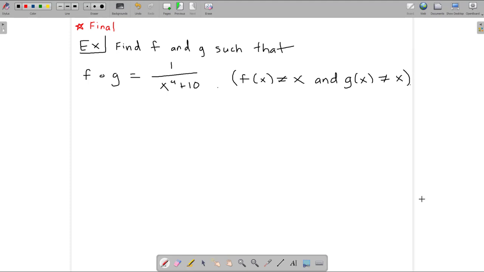Alright, and then this will be the last example that I do today. This is another problem that I pulled from one of the past finals. Find f and g such that f of g equals 1 over x to the 4th plus 10, with f of x not equal to x and g of x not equal to x. So it's just another example of the thing that we did before. So once again, note the order first.